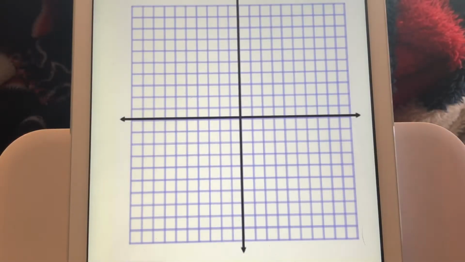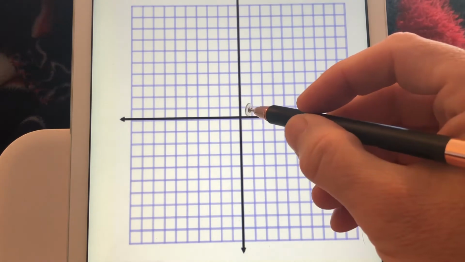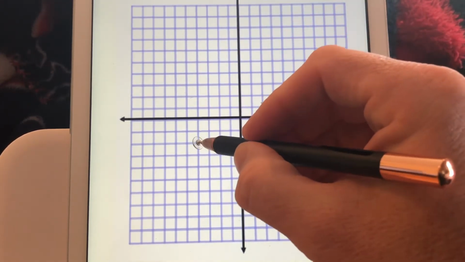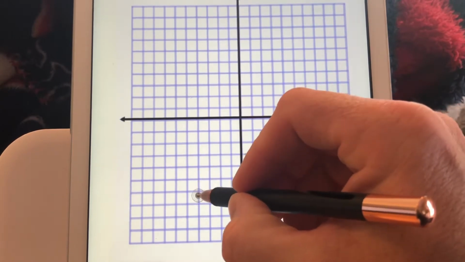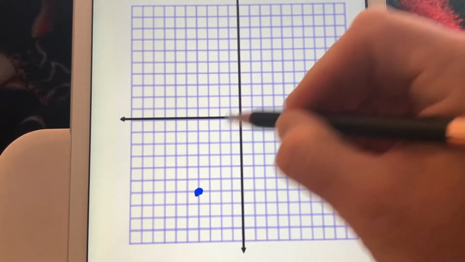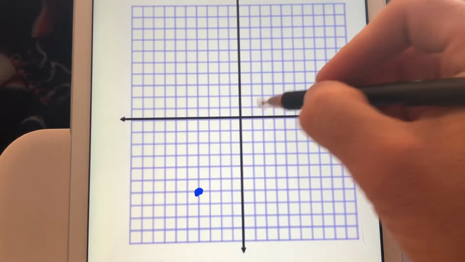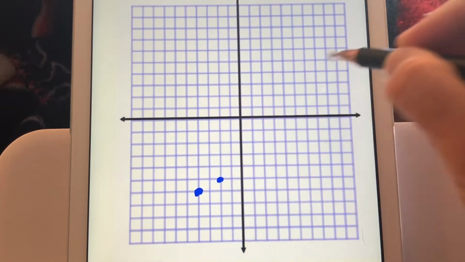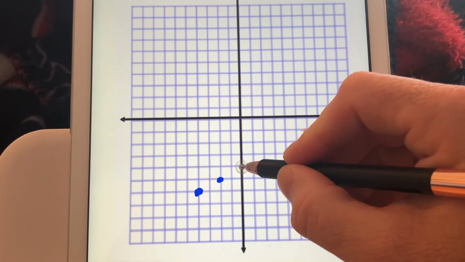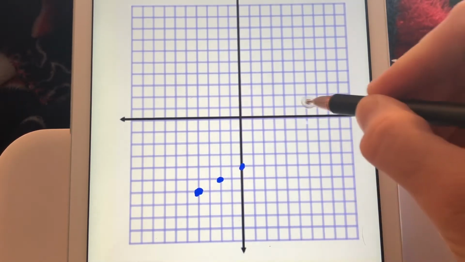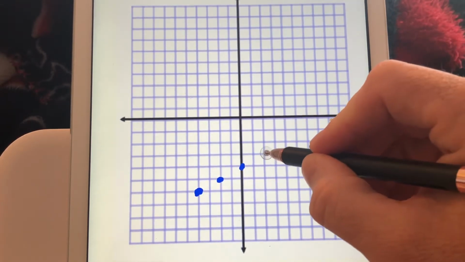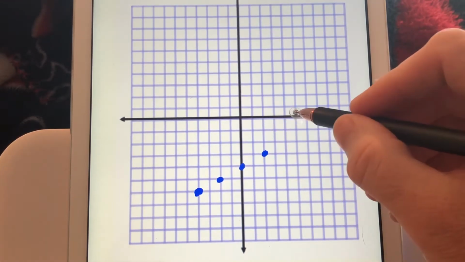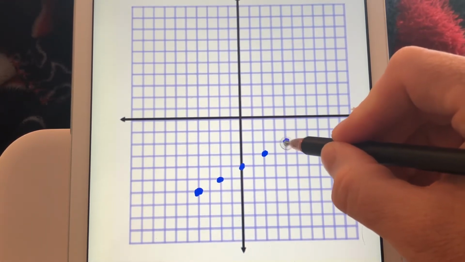Looking back at the table of values, our first point was at -4 and then -6. So left 4, down 1, 2, 3, 4, 5, 6. The next point was at -2, -5. The following point was at 0, -4. Then we were at 2, -3. You can see that linear form taking hold here. And then 4, -2.